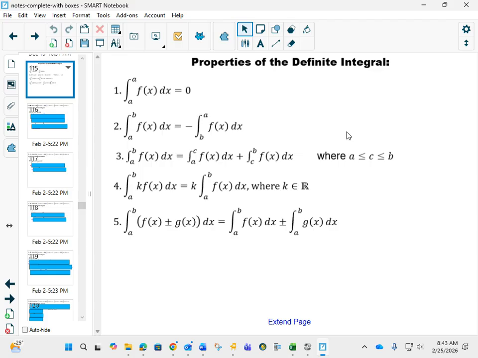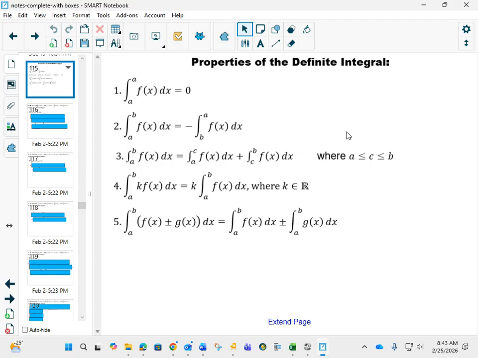So some properties of our definite integrals. Does it make sense that if you go from the same number to the same number, if you go from 3 to 3, how much did you weigh on your 3rd birthday? And then how much did you weigh on your 3rd birthday? What was the difference? It would be 0 because there's no area under the curve from the same number to the same number.